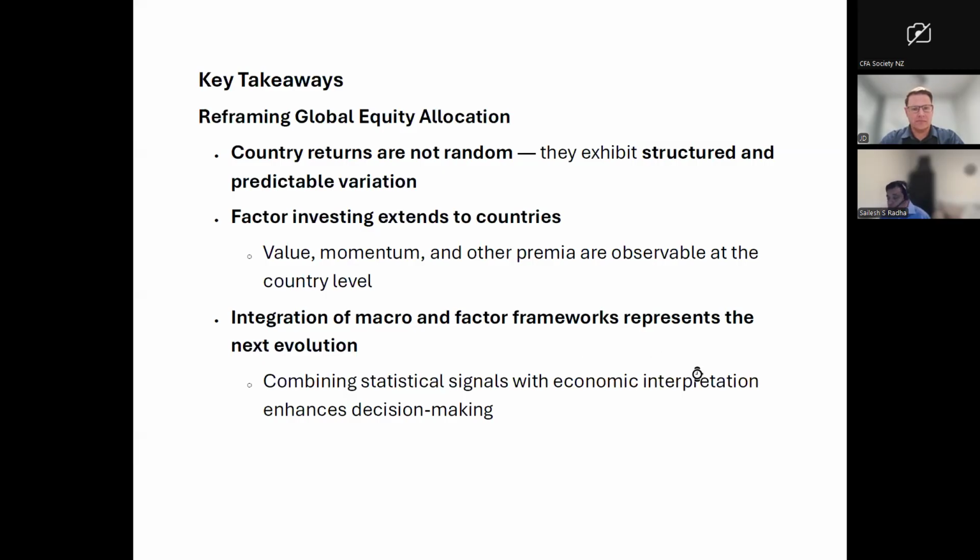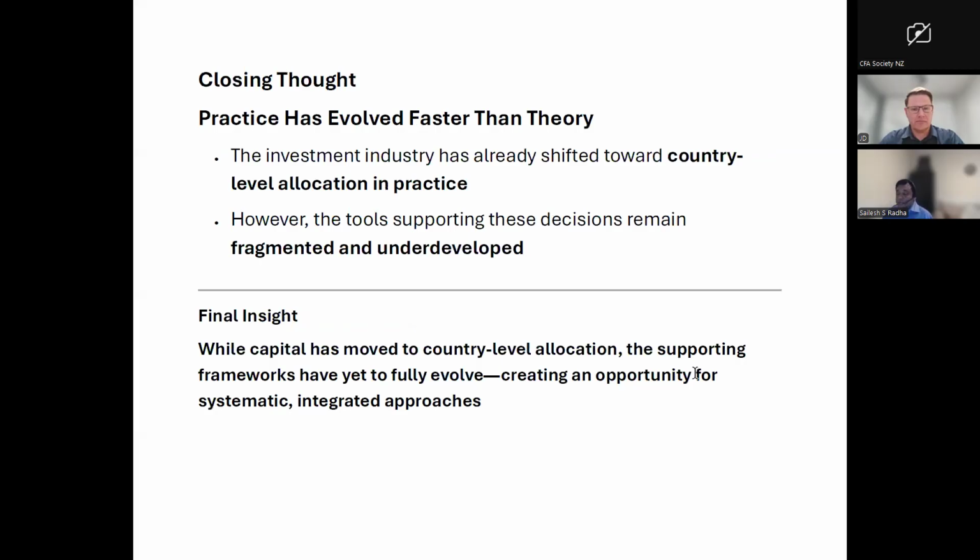I want to leave a closing thought here before we get into the demo. Even though the investment industry wants to move towards country level allocation, the tools are very limited. The tools have not caught up. It's an under-instrumented area of investment management. There are a lot of tools for security-based investing, and this is where Borealis is trying to develop tools in this area. The tools have not fully caught up to the levels and standards of the rigors of security selection.